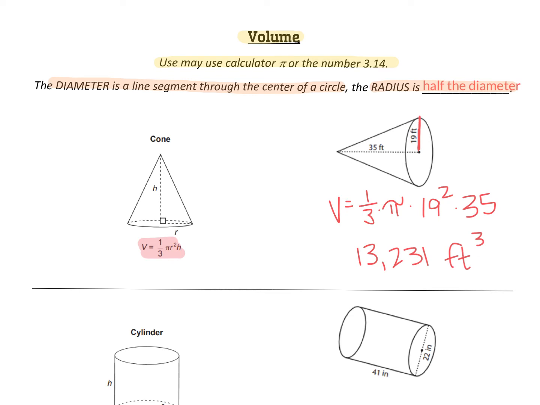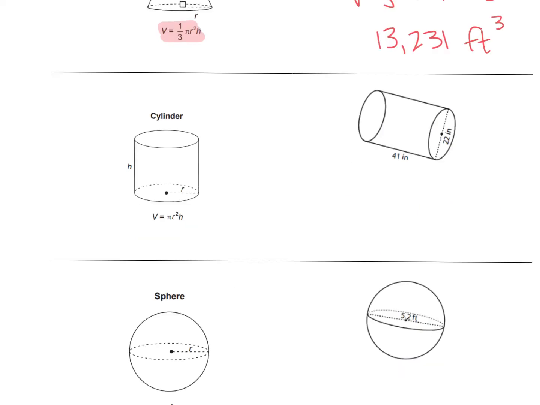Let's look at cylinder. The cylinder formula is very similar, and the neat thing with a cylinder, it's basically pi r squared, which is the area of the circle, but then we're multiplying it by the height, because basically that's all a cylinder is. So again, if we look at the example on the right, I do want to point out here that this 22 here is the diameter, so that means that the radius would be half of that, and would be 11.